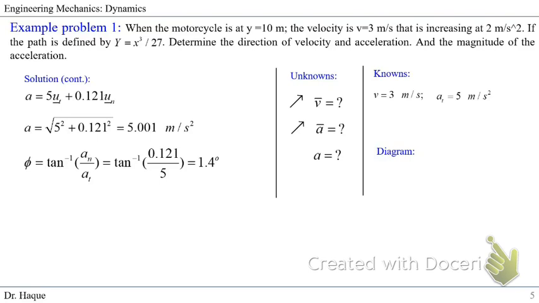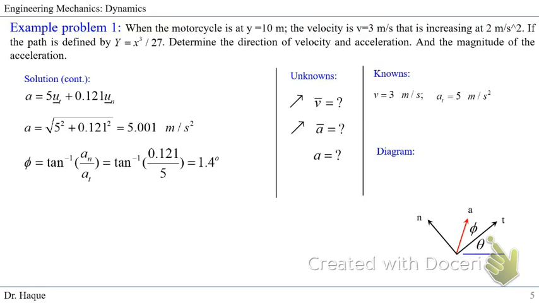For velocity, it was easy because velocity is the tangent of the motion path, but acceleration is the second derivative of the path, or the first derivative of velocity. So this angle of 1.4 is kind of complex to see where it is. So we'll draw a diagram.